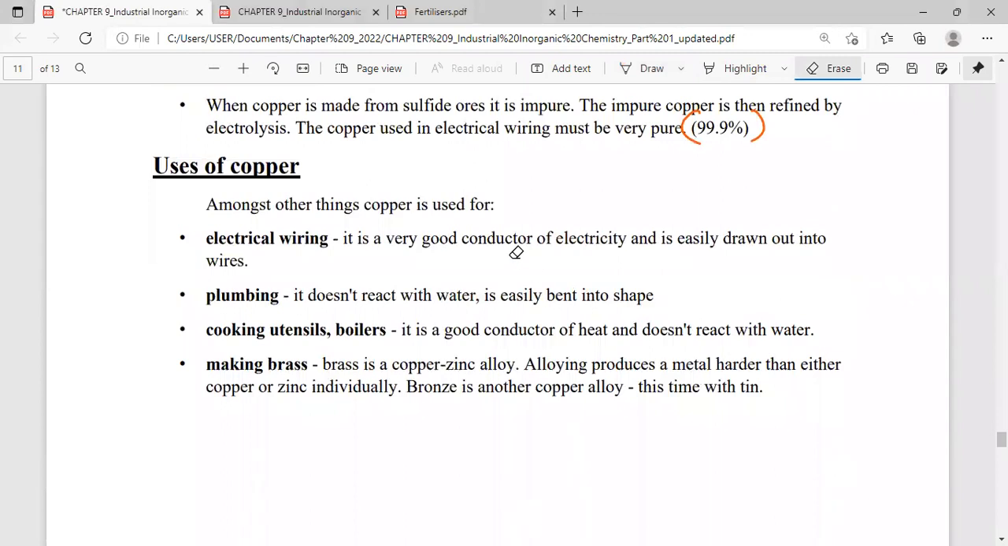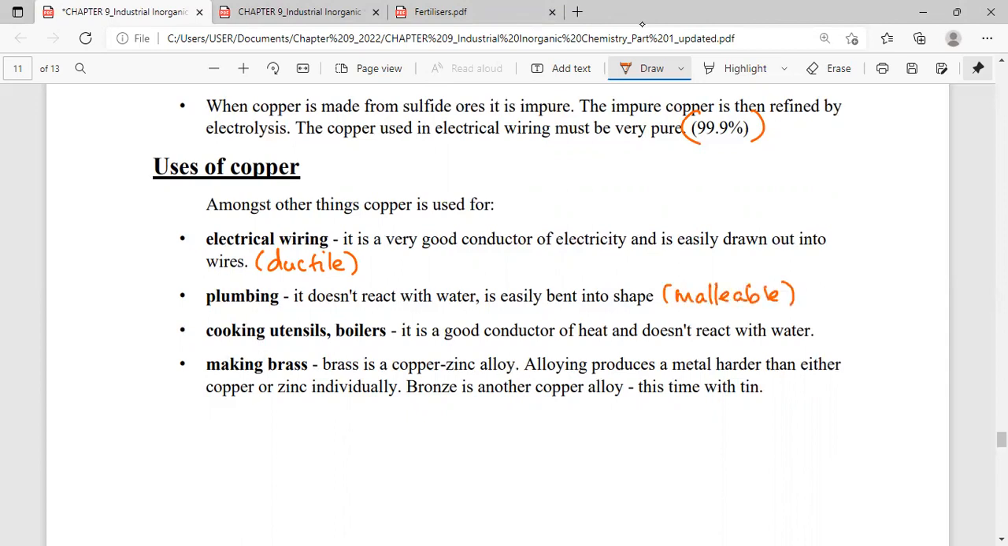Okay, next we come to the uses of copper. Uses of copper, you have learned before. I've just put everything together to summarize in one place. So copper is used to make electrical wire. Basically, it's a good conductor of electricity and easily drawn out into wires. Easily drawn out into wires means ductile. And plumbing, like to make water pipes and so on, because it doesn't react with water and it is easily bent into shape. Easily bent into shape means it's malleable.